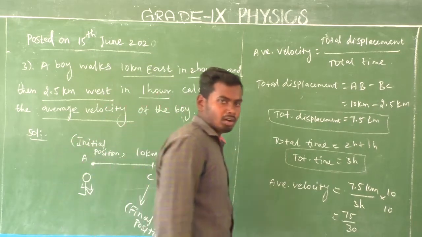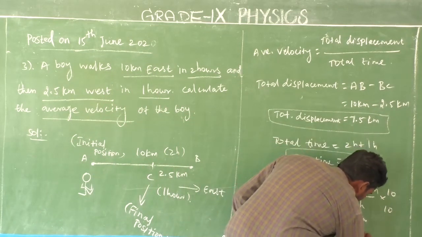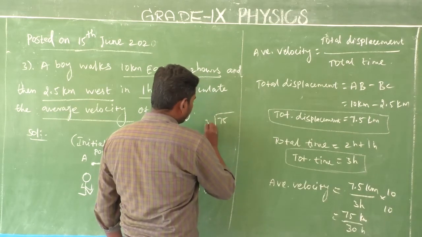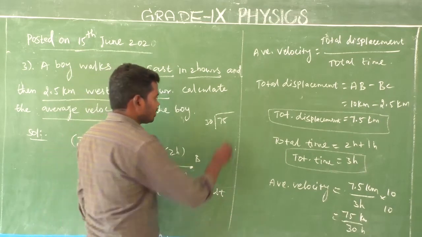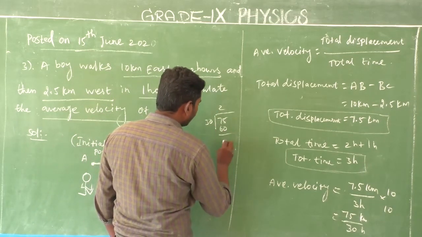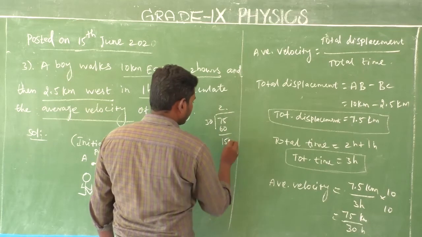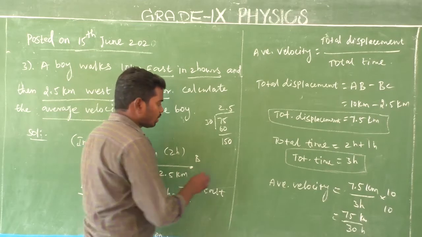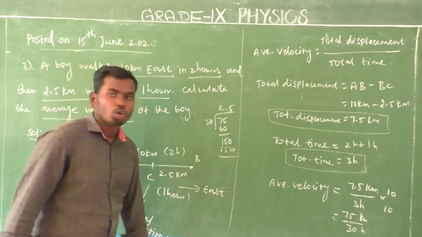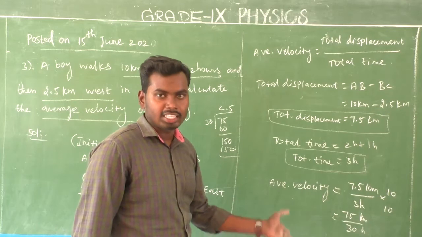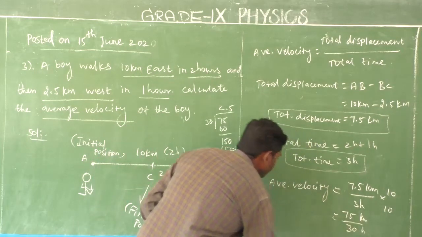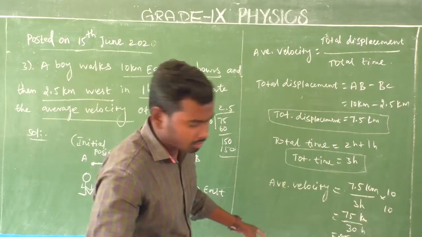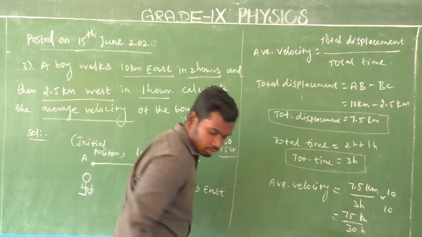Okay, so you divide further, kilometer per hour. 75 divided by 30, how much? 2 into 30 is 60. Remaining 15. How much value? 5 into 30 is equal to 150. What is the value? 2.5 kilometers per hour. That is the average velocity. So this is equal to 2.5. Okay, I'll write here. Look at here. I'll write here.